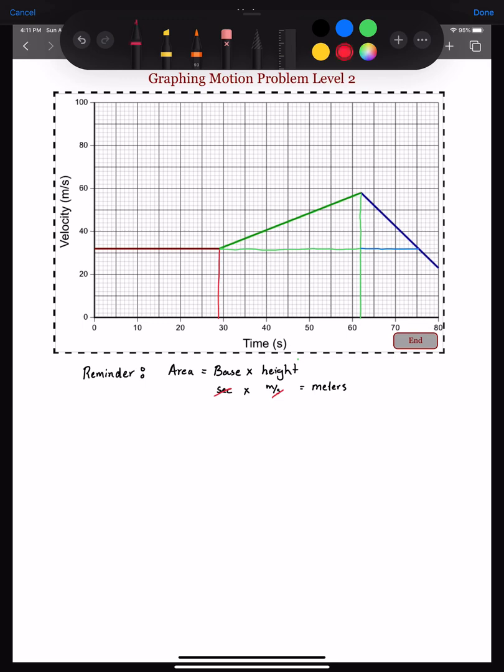So let's do this. So for the very first one, we just need to get a base. So this is a base, so we'll start with red. Okay, the base looks like it's 29 seconds. The height looks like it is 32. And I'm just going to go ahead and plug this into my calculator on the side. So 29 times 32 is equal to 928. And the units, as we described before, would be meters.